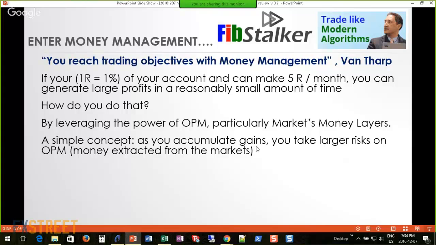As you accumulate gains, obviously you have to have a system which has a positive expectancy and that is capable of generating gains on a continuous basis. Of course, it's always in terms of average. It's never in terms of, today or this month I'm going to generate X from the market. And one of the reasons people fail in trading is because they bring their employee mindset to trading, which is a business. So if you have a way to accumulate gains, then you do something very simple. You take larger risk on other people's money, which is the gains, the money extracted from the market.